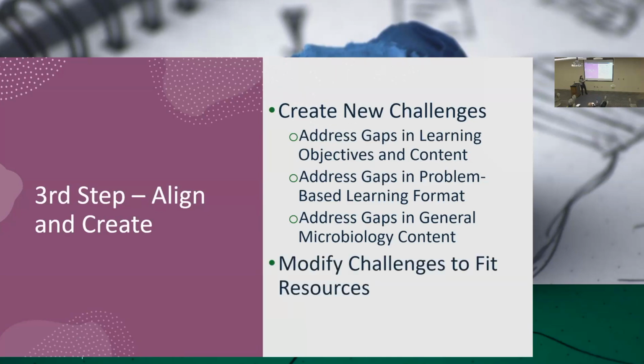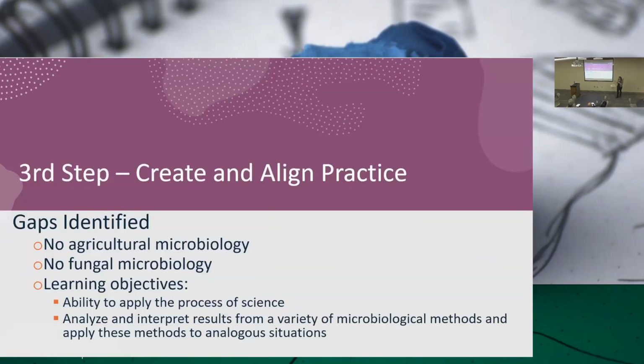Okay. And then we also had to address any challenges to fit our resources, especially the challenges that we pulled from our problem-based learning model. A lot of those had resources that we didn't necessarily have. So we had to modify them to make sure that they fit our resources as we wanted them to. So one of the main gaps we identified was that we had no agricultural microbiology. Okay, we had no fungal microbiology other than our past one had some viewing of yeast, but those were Candida and something you might find in a human.